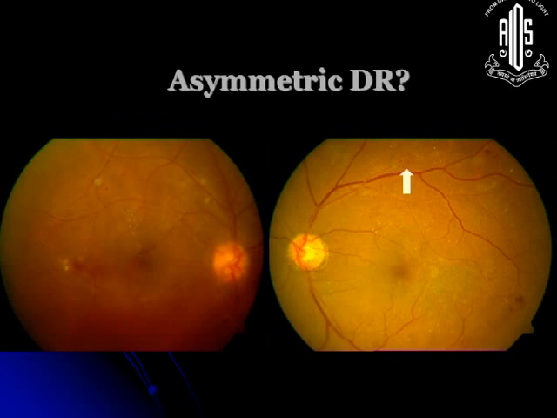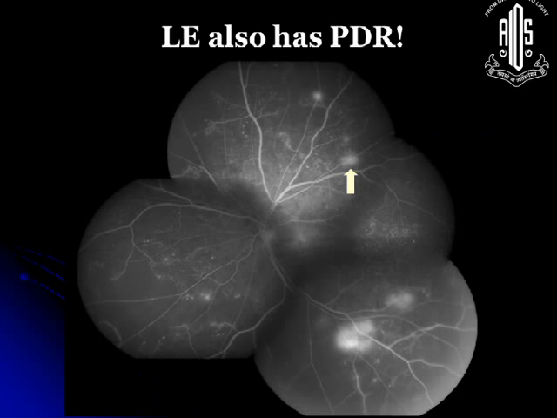What looks to the casual eye as a case of asymmetric diabetic retinopathy, with the right eye having vitreous hemorrhage and the left eye looking like moderate NPDR, when we do the angiogram, the left eye also has PDR. So don't jump in and label things as asymmetric. Try to look very carefully for changes of proliferative diabetic retinopathy. If you have any suspicion, don't desist from doing an angiogram.